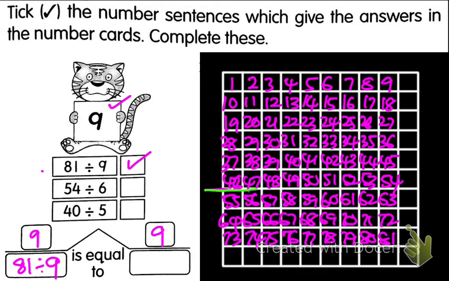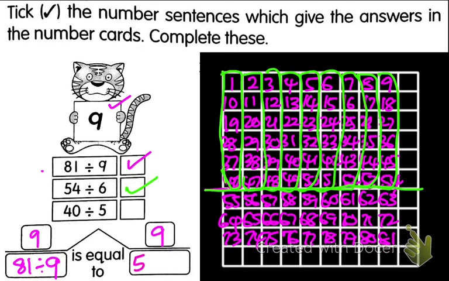It's over here, 54. Okay, let's see. 1, 2, 3, 4, 5, 6. Okay, 54 divided by 6. 1, 2, 3, 4, 5, 6, 7, 8, 9. Okay, the answer is 54 divided by 6 is also 9.